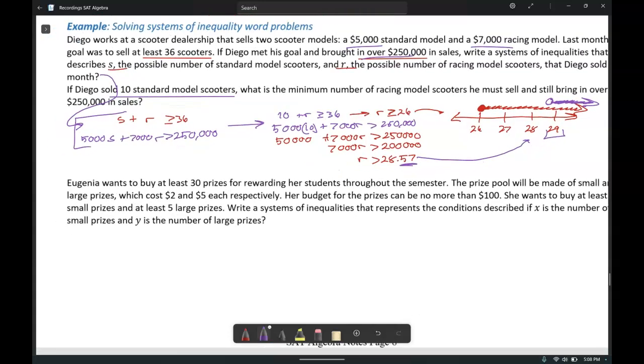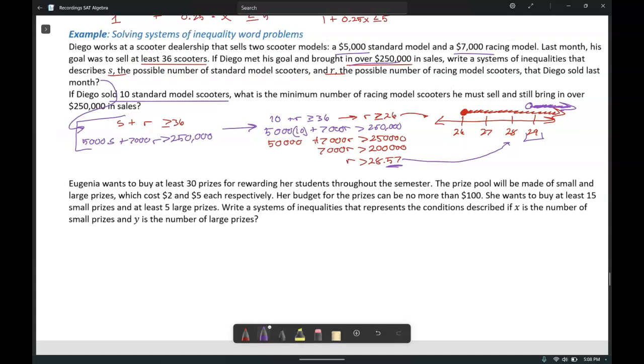Now, something I encourage you to do, especially after our next lesson on graphing inequalities, is to go into Desmos or a similar graphing program and graph both of these inequalities on the same plane. You're going to have to replace S and R with X and Y, but you'll get the idea. And with an inequality, you'll find that your solution is a shaded area. And the solution to a system of inequalities is anywhere the shaded area overlaps.